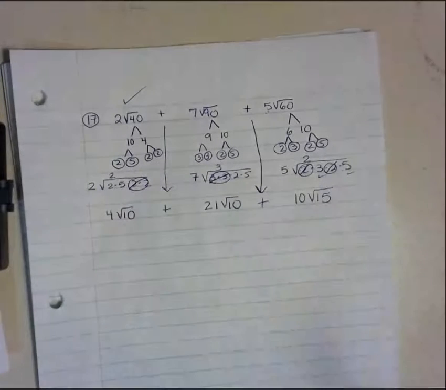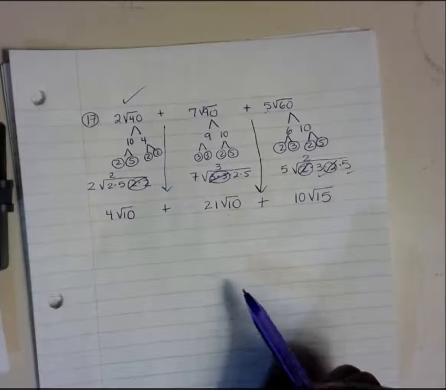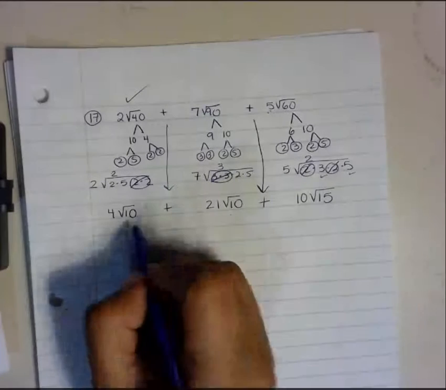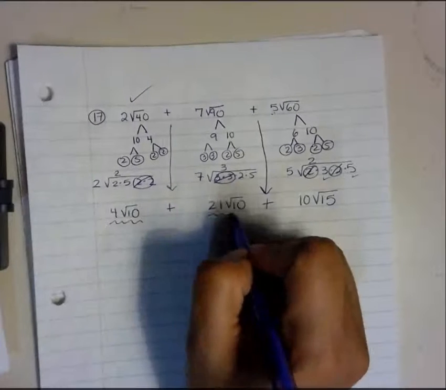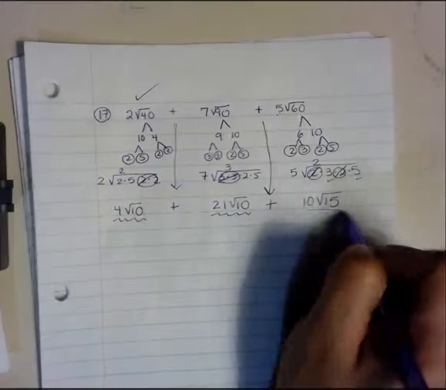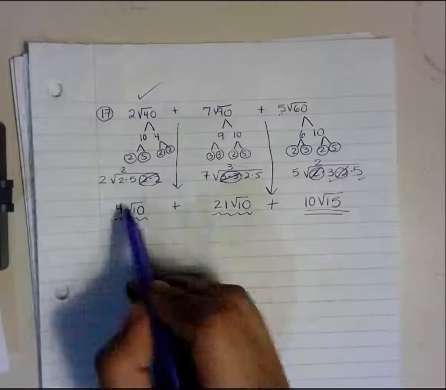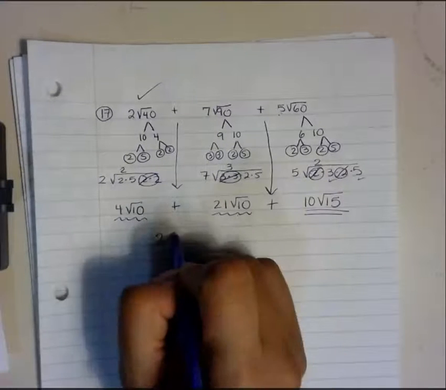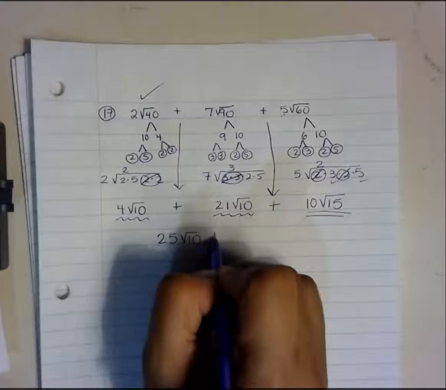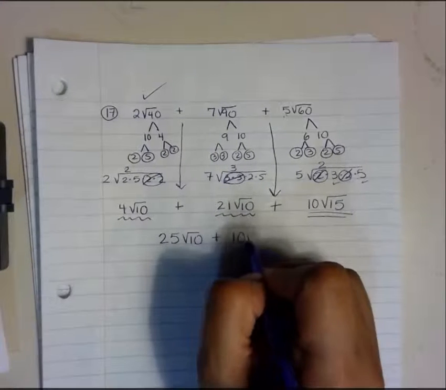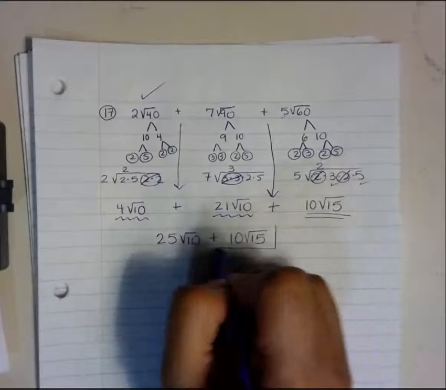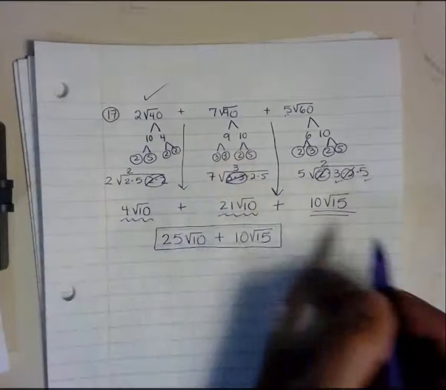Alright, so here, don't get too excited, you know, and add everything. The only ones that are like terms are this one and this one. This is not a like term. So 4 plus 21 is 25. Radical 10 plus this odd duck over here. And so these two terms are your final answer.